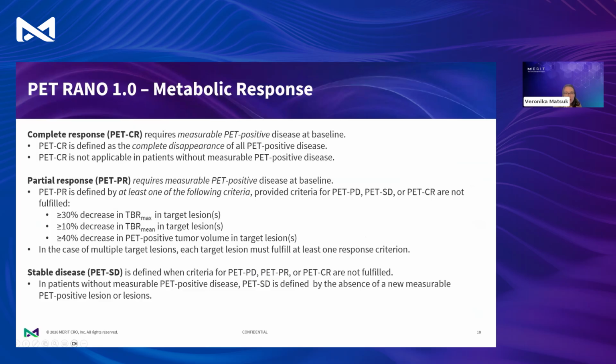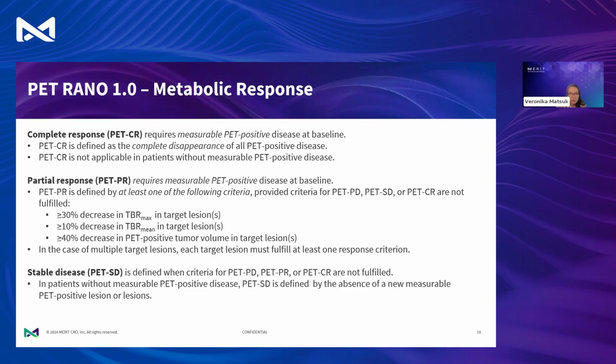And so we will start off with the favorable response categories. Complete response requires measurable PET positive disease at baseline and is defined by the complete disappearance of all PET positive disease. Partial response also requires measurable disease at baseline and is based on quantitative improvement, either a decrease in TBR max, TBR mean, or PET positive tumor volume.